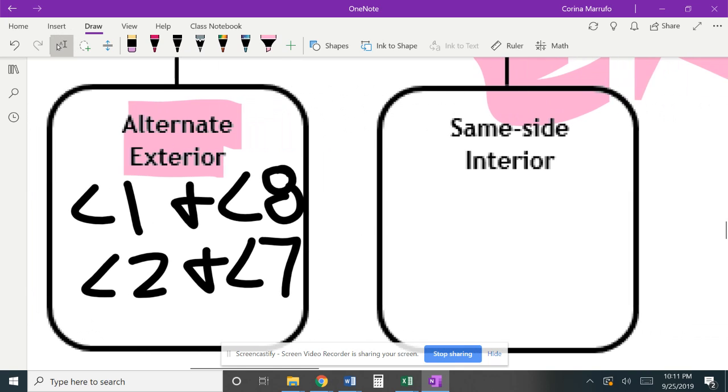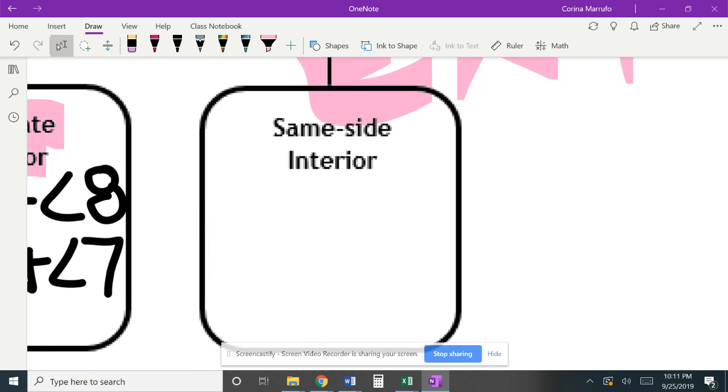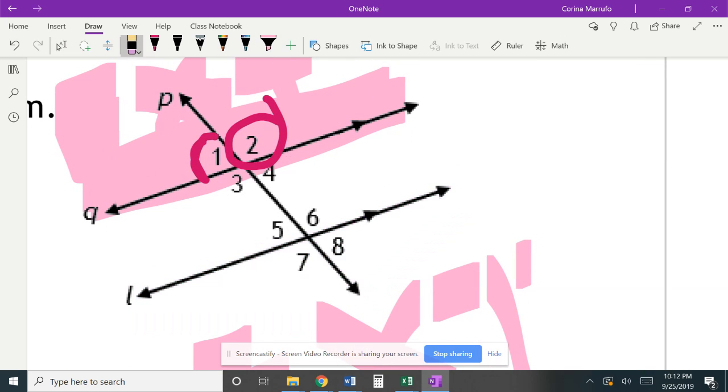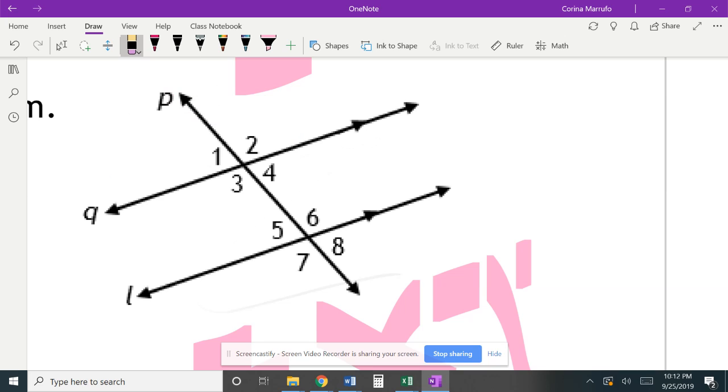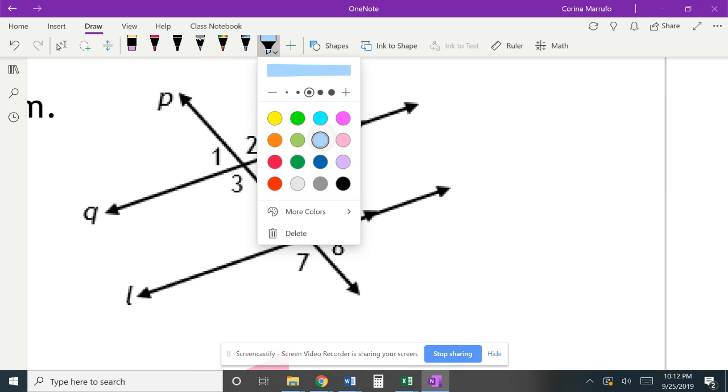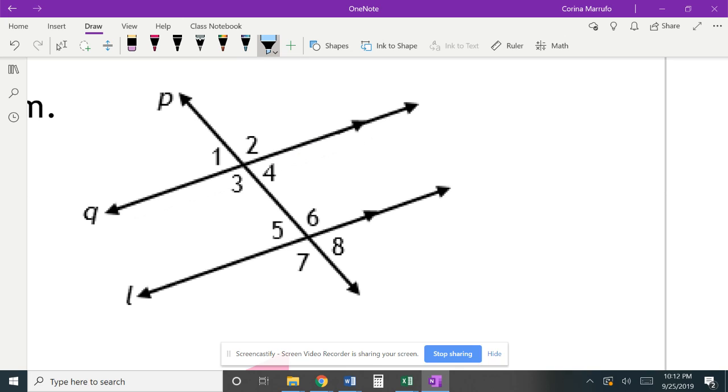All right, last, we have same side interior. So it's in its name. We're looking just at the inside angles. Erase all that. The inside angles, remember, are inside the parallel lines. So this is inside our parallel lines, and we only have two options. We have 3, 5, 4, and 6.